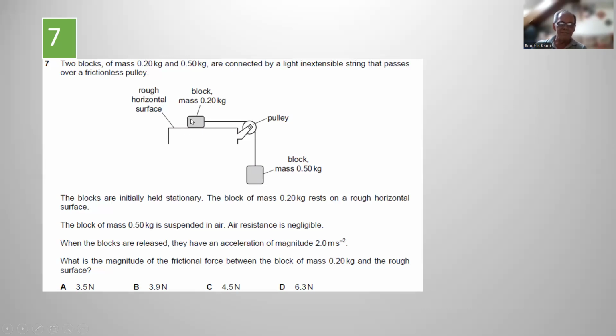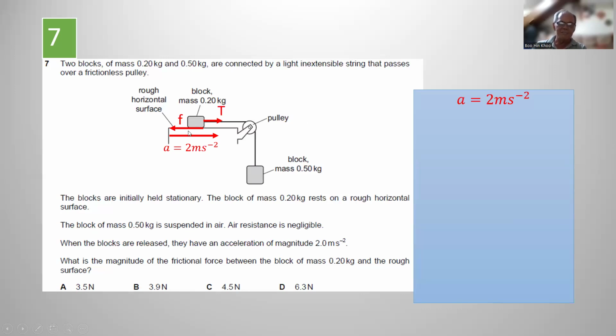So draw the diagram so that you can see what's happening. There's your tension. We separate them out. There's your tension. There's your frictional force, F. There's your acceleration. Consider this one separately from this one, the forces acting on this one. So let's consider the motion of 0.2 kilogram. Don't bother about the other one yet.